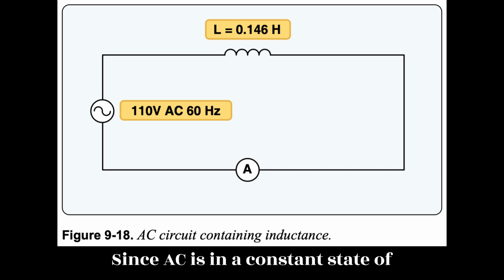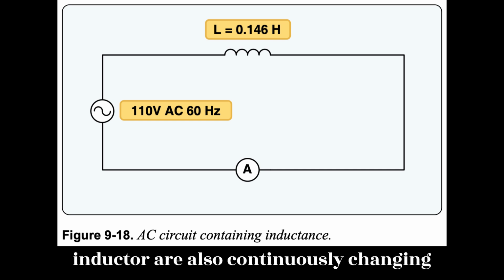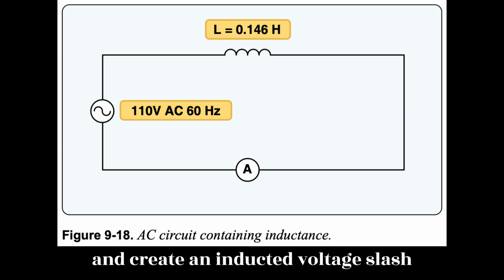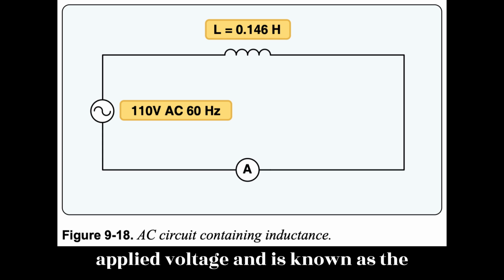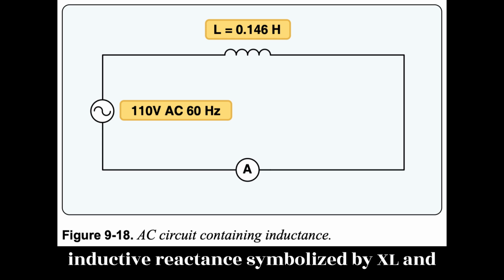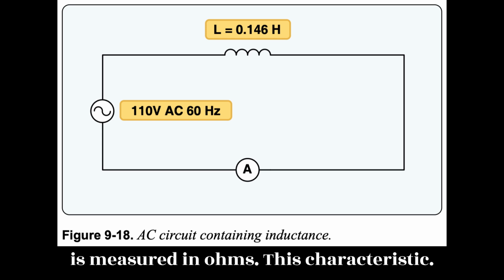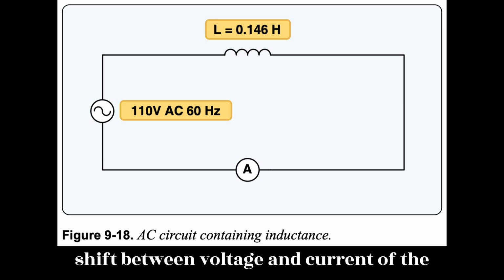Since AC is in a constant state of change, the magnetic fields within an inductor are also continuously changing and create an induced voltage/current. This induced voltage opposes the applied voltage and is known as the counter EMF. This opposition is called inductive reactance, symbolized by XL, and is measured in ohms. This characteristic of the inductor may also create a phase shift between voltage and current of the circuit.